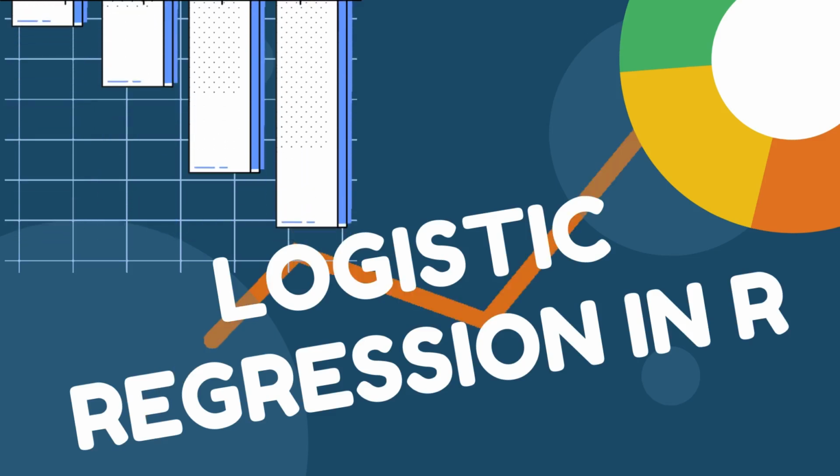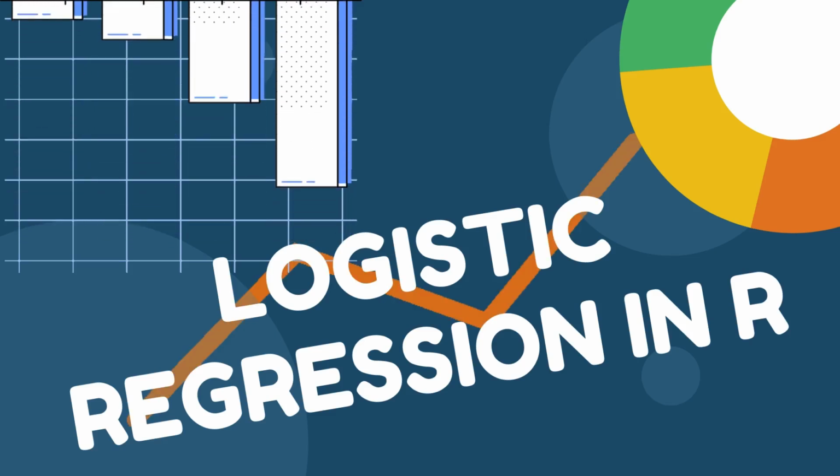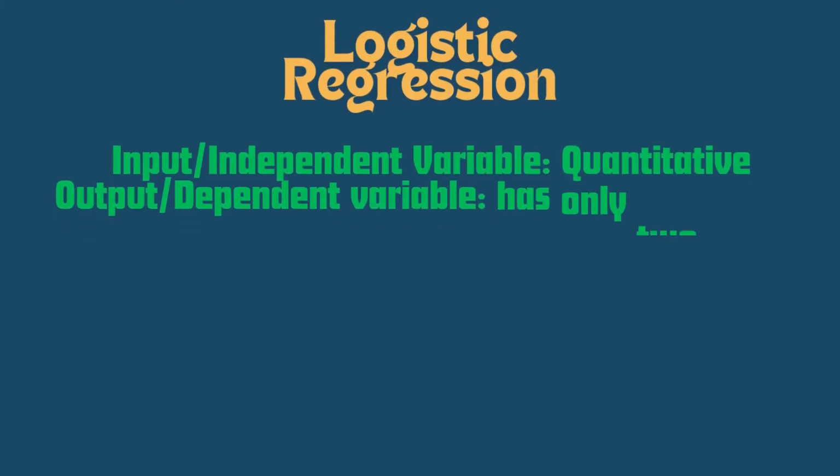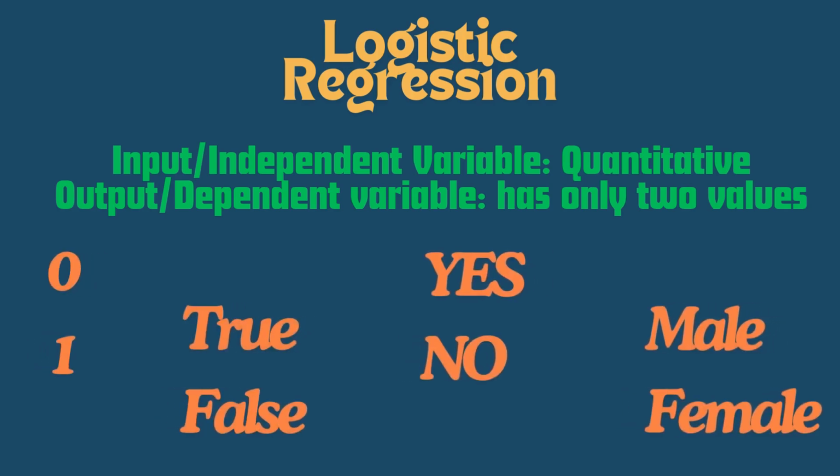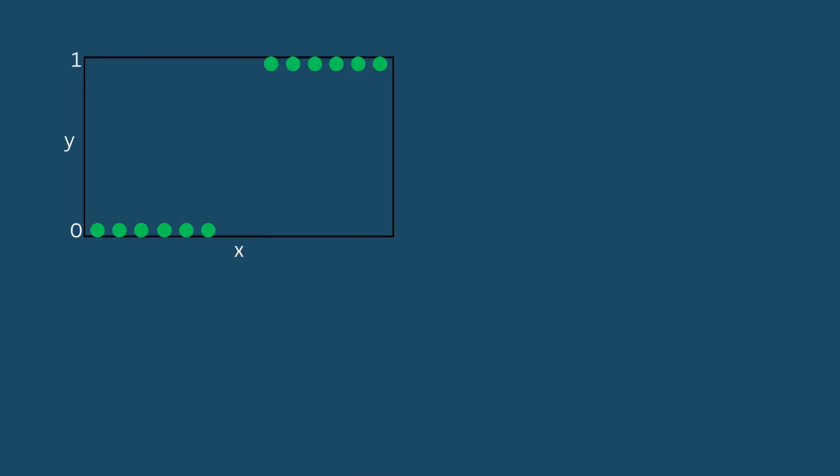Today we will discuss logistic regression. Logistic regression is used when the input or independent variable is quantitative, whereas the output or dependent variable only has two values, like 0 and 1, true and false, male and female, yes and no, etc. For easy calculation, the output or dependent variable is converted to 0 and 1.